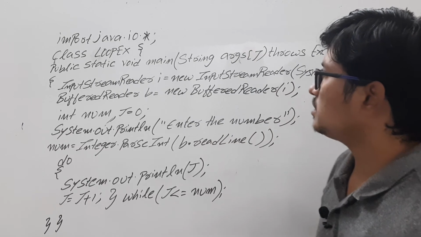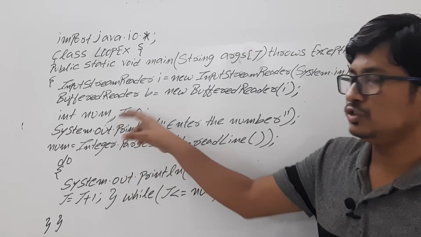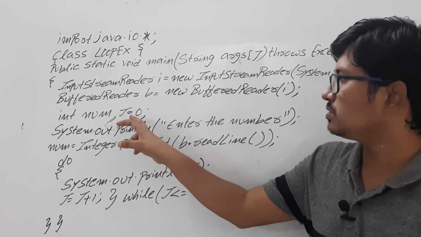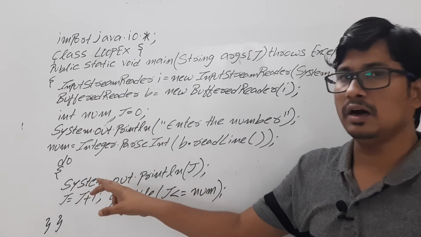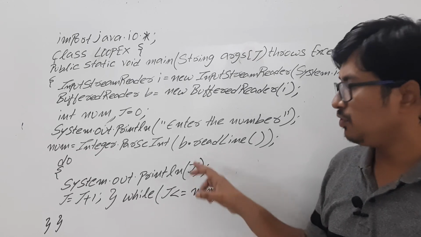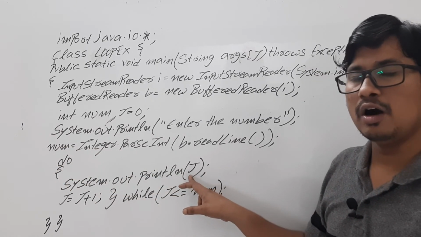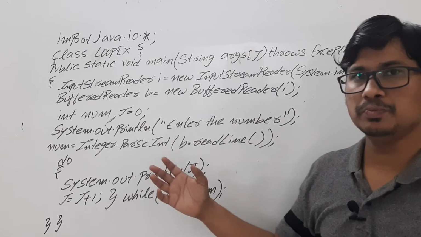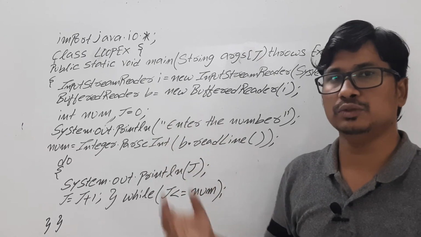Okay, so this is the program to display the values from 0 to the number whatever the user has entered. Suppose if user has entered the num value as 5, then it will display the output from 0 to 5. If user has entered the num value as 10, then it will display the output from 0 to 10. So this is the use of this program. Now I will execute this program and show the output for you.